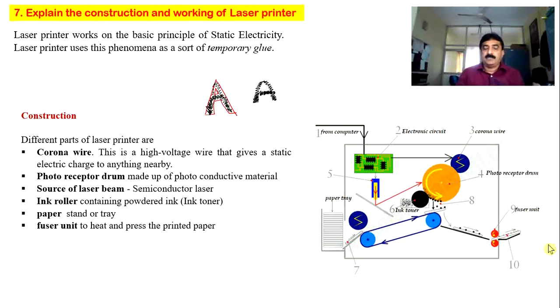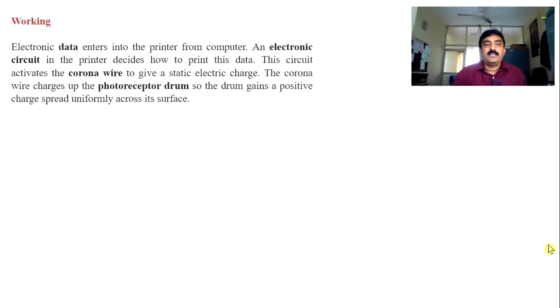All these steps are mentioned in the notes. Okay, so look at the working procedure. So electronic data, just go through the notes. Whatever I explained, it is there. So the procedure: electronic data enters the printer from the computer. The electronic circuit in the printer will decide how to print the data. The circuit will activate the corona wire and give the static charge. The corona wire will charge the photo drum. This is what I told you, the corona wire will charge the drum so that the drum gains positive charge and it spreads uniformly on the drum.